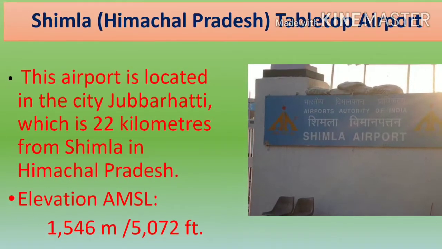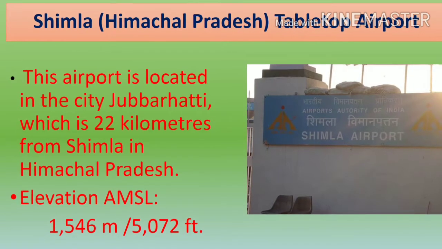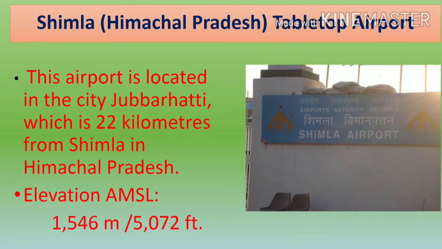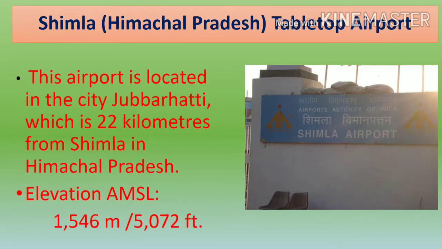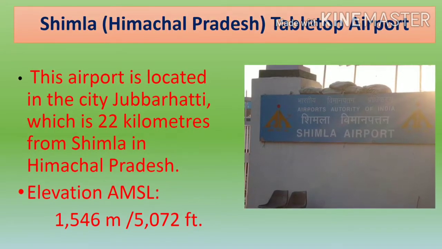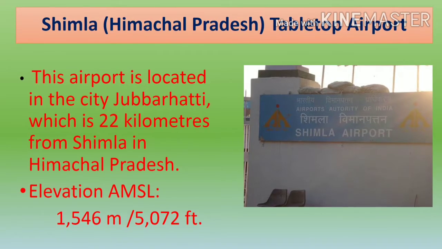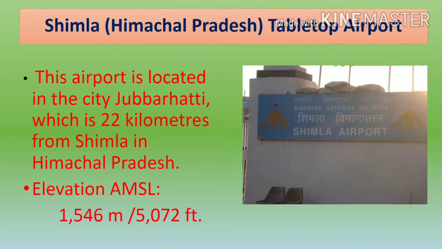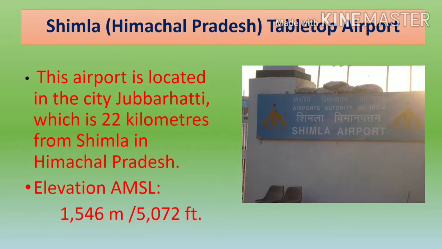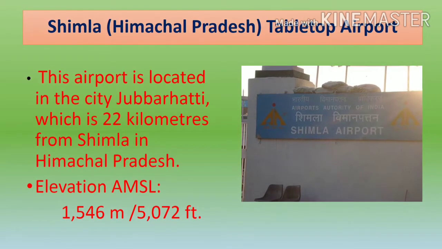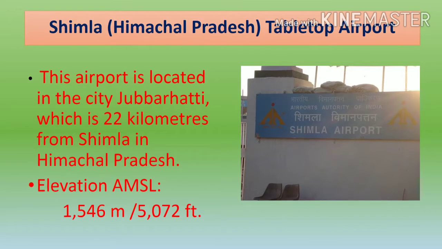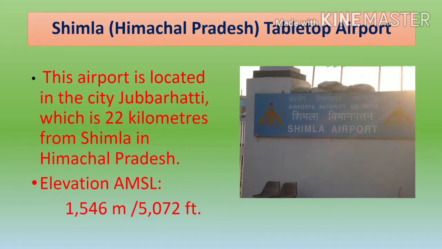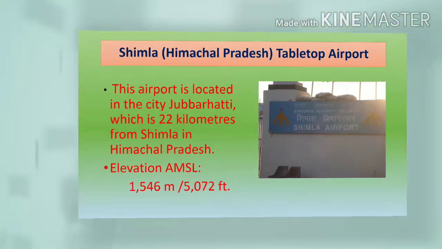Next is the Shimla tabletop airport, which is located in Himachal Pradesh state in India. This airport is located in the city Jubbarhatti, which is 22 kilometers from Shimla in Himachal Pradesh. The elevation above the mean sea level of this airport is 1546 meters, that is approximately 5072 feet above the mean sea level, which is such a huge height.